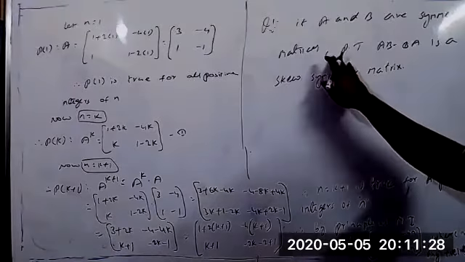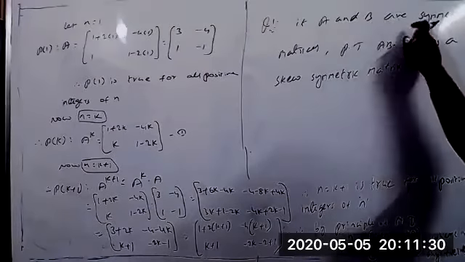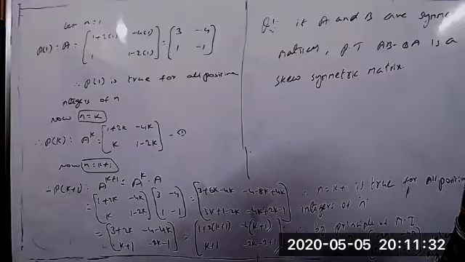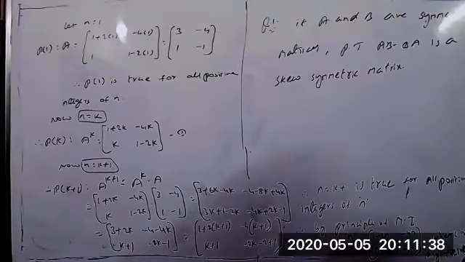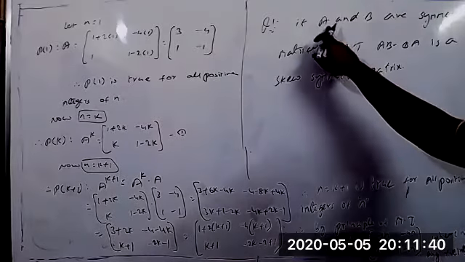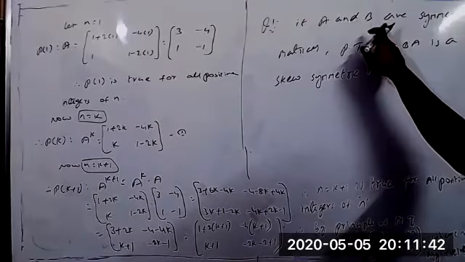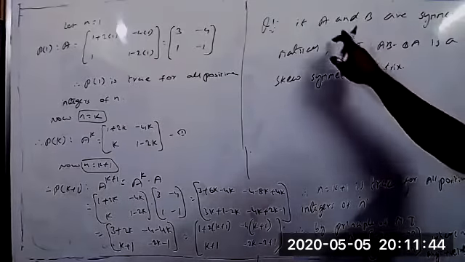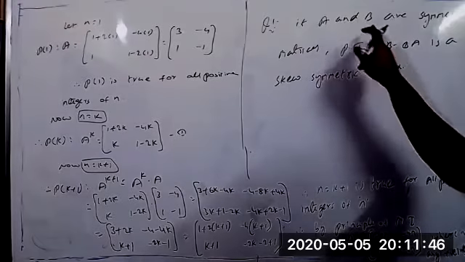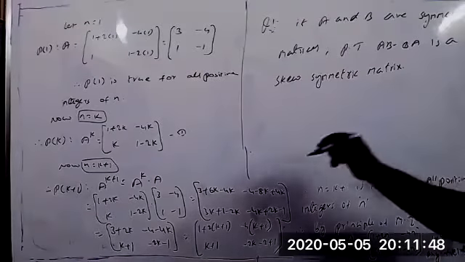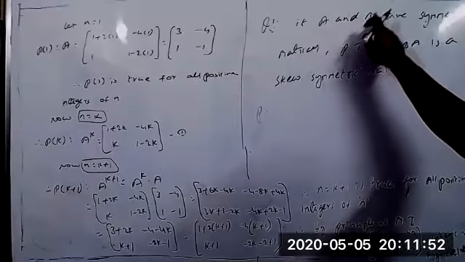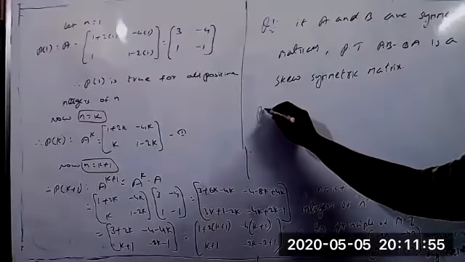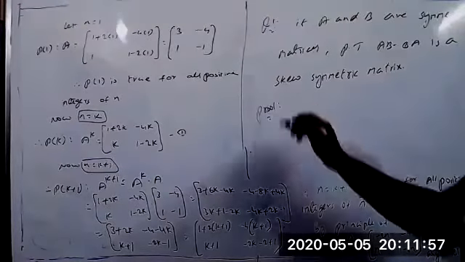I think you know very well that if both A and B are symmetric matrices, then the conditions we have are compulsorily A transpose equal to A and B transpose equal to B. Only then are we saying the two matrices are symmetric matrices. Yes, A transpose equal to A and B transpose equal to B. You can write the proof now.